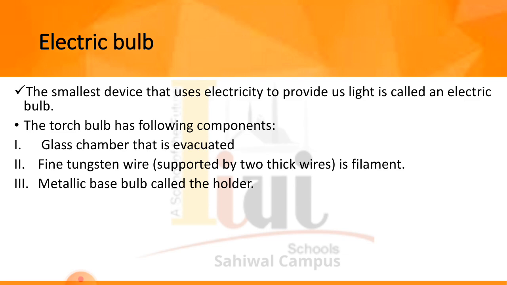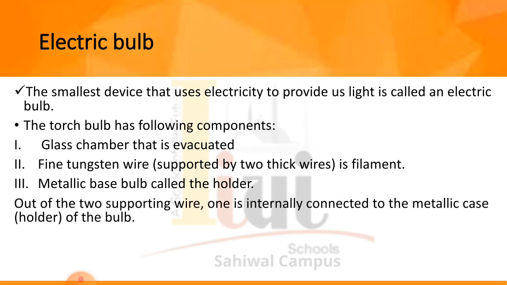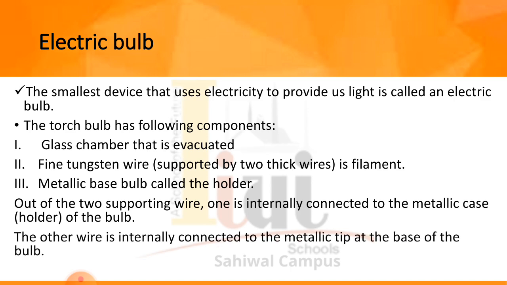So the first wire is connected to the metallic tip and the second one is connected to the metallic base. So both the wires do not touch each other, so they form a complete flow of current, and this path that provides a complete flow of current is known as an electric circuit. So out of the two supporting wires, one is internally connected to the metallic case holder of the bulb and the second one is connected to the metallic tip, and both are connected at different places. If both are connected at the same place, then there is no flow of current or electricity.